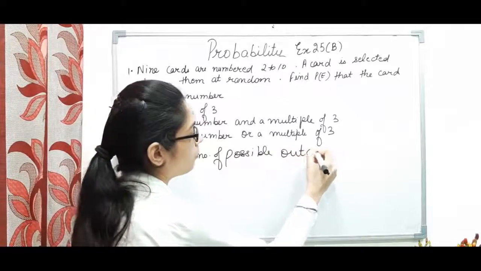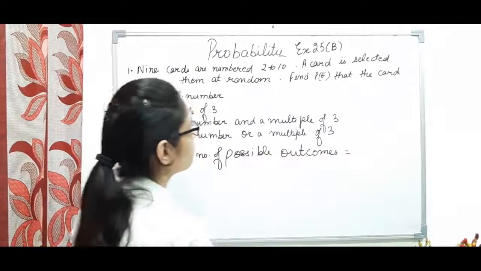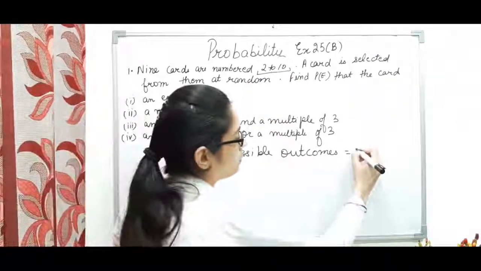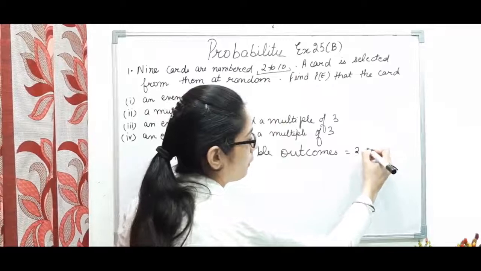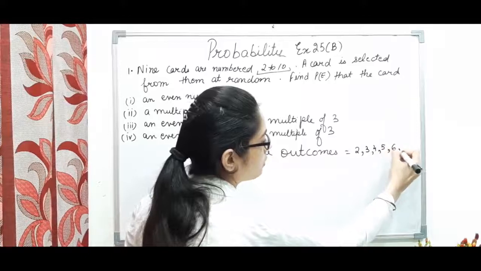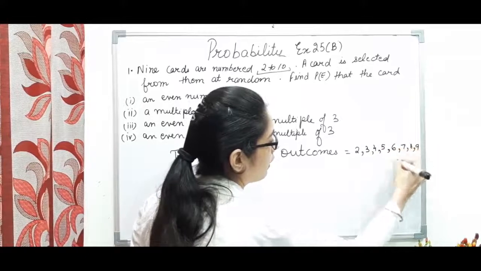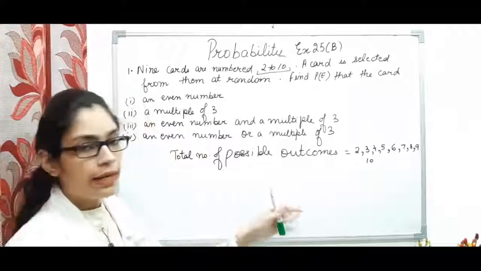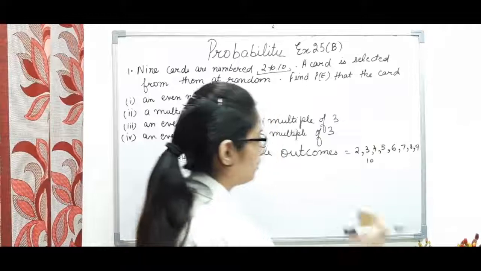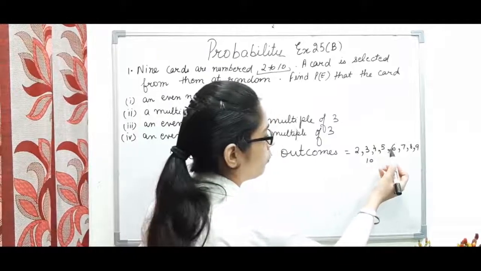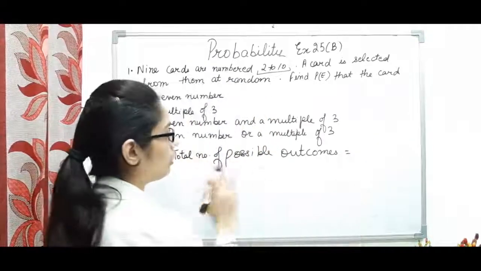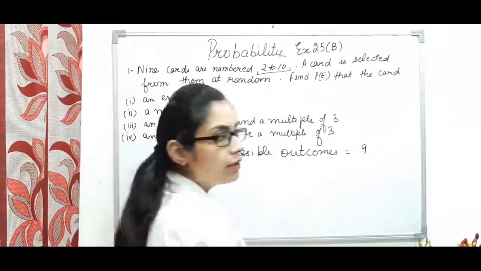So the total number of possible outcomes will be, the numbers are 2 to 10. So the possible outcomes will be 2, 3, 4, 5, 6, 7, 8, 9, 10. If you write the numbers, that will be your sample space. Total numbers are 1, 2, 3, 4, 5, 6, 7, 8, 9. 9 numbers are there. So directly you can write total number of possible outcomes are 9.